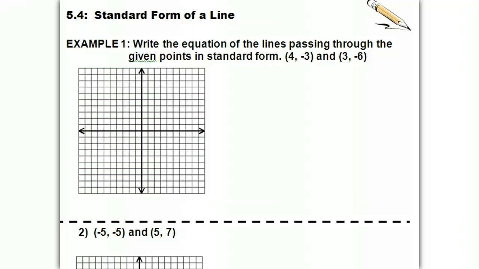All right. So coming to you from my desk is another outstanding lesson about equations of lines. And today we're going to look at the standard form of a line. So the standard form of a line is in this form: AX plus BY is equal to C.